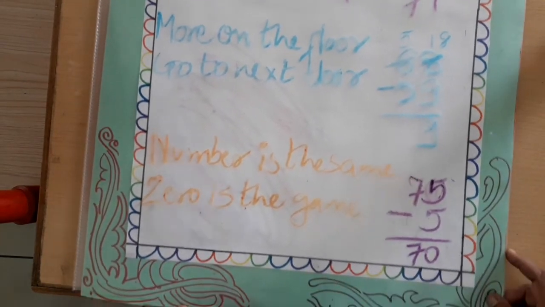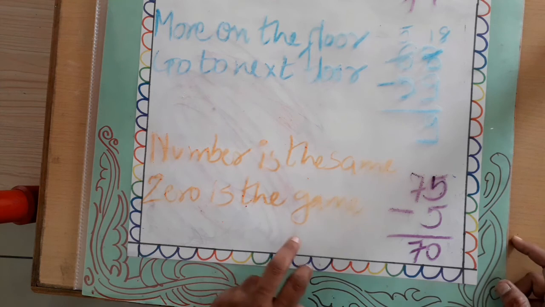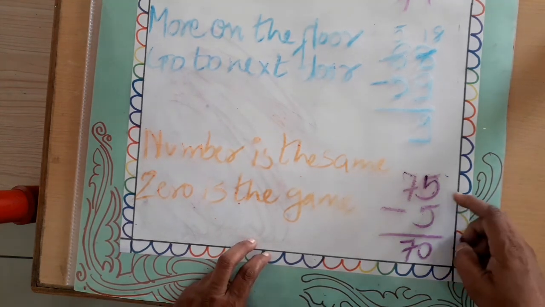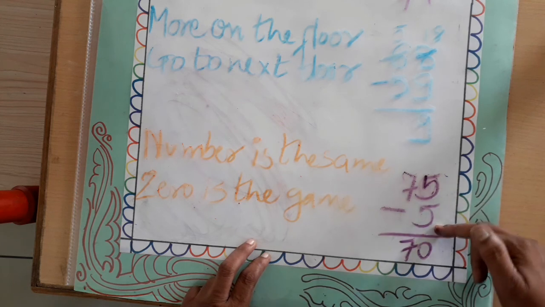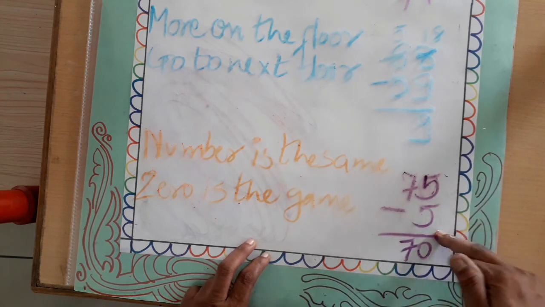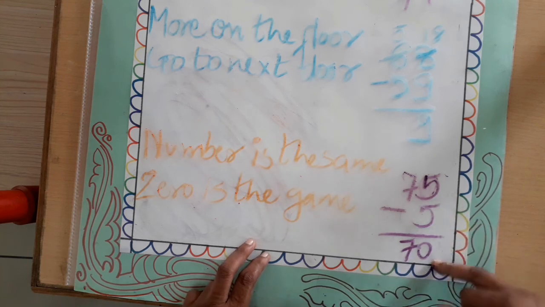Now going ahead, number is the same, 0 is the game. That is your 75 minus 5. Here you can see the numbers are same. If the numbers are same and you go for subtraction, then you have the answer to be 0 and the 7 minus 0 is 7.